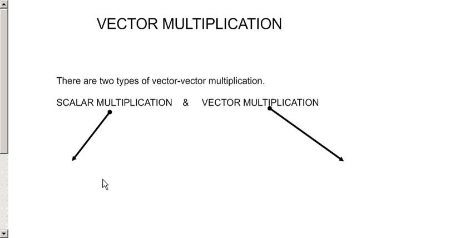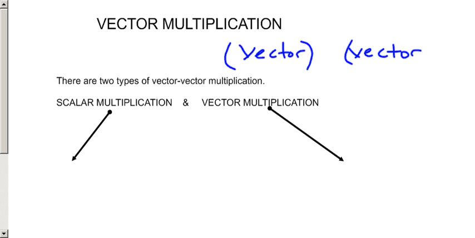Vector multiplication. So in the last video, we looked at multiplying vectors by scalars, numbers. Now we're going to look at multiplying a vector by another vector. So multiplying two vectors together. Well, there are actually two very different types of vector-vector multiplication.